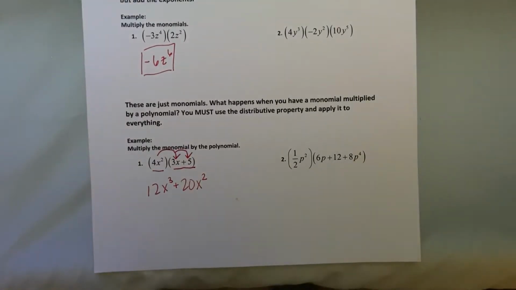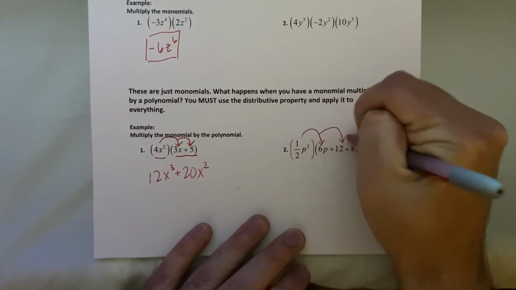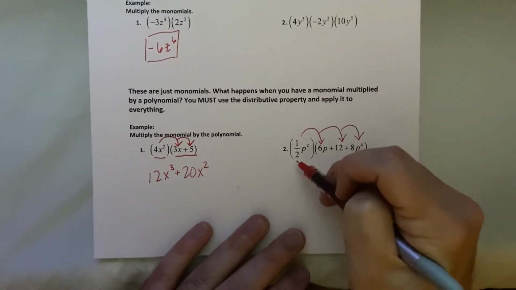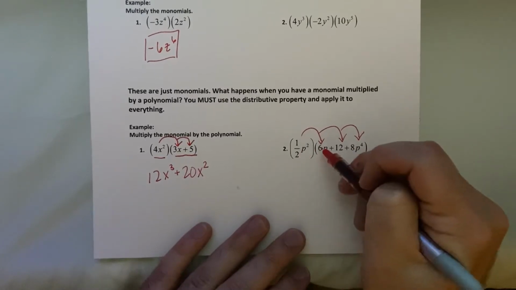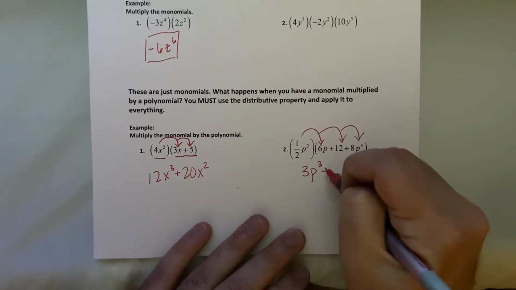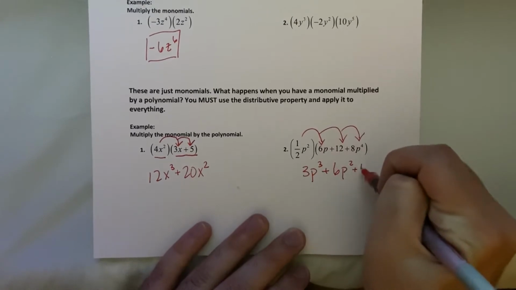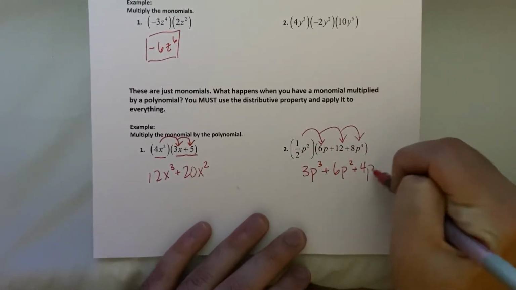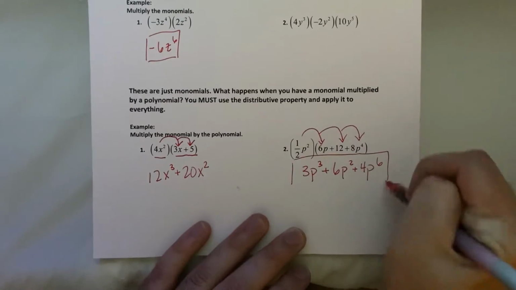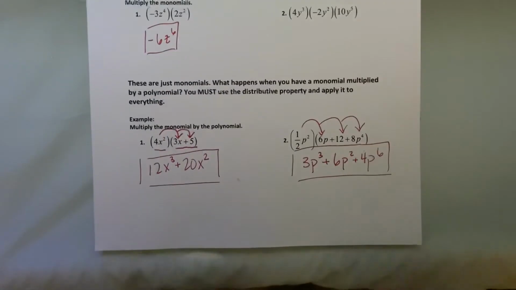So anything that's multiplied gets distributed to every term. Similarly, if we've got 1/2 p squared times 6p plus 12 plus 8p to the 4th, this 1/2 p squared is going to have to multiply by every single term. So 1/2 p squared times 6, half of 6 is 3, so this is 3p cubed. Half of 12 is 6, p squared. Half of 8 is 4, p squared times p to the 4th is p to the 6th. So we just distribute and carry on with the rest of the problem that would come after that.